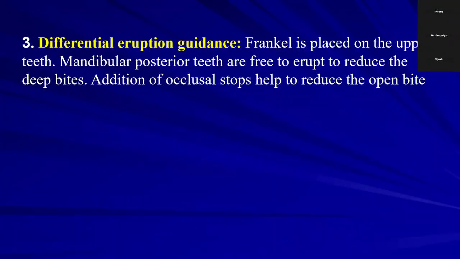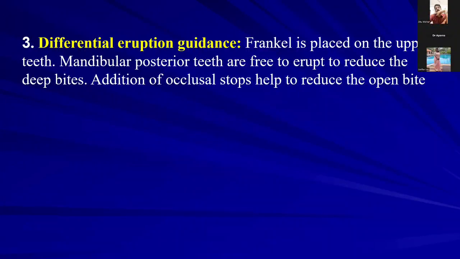The third one: because you take the appliance in an edge-to-edge relationship, you bring the mandible forward, the posterior teeth get disoccluded, and you can guide the eruption of the teeth. The mandibular teeth are free to erupt, so they can erupt and reduce the overjet and overbite, and the vertical dimension, the lower facial height, can be controlled because those teeth are free to erupt. So differential eruption of which tooth?